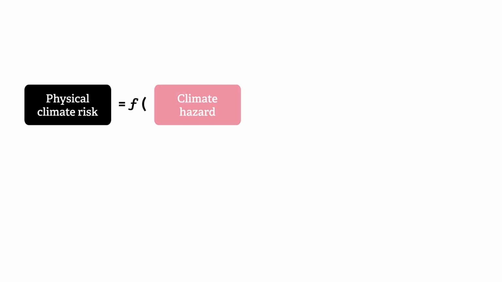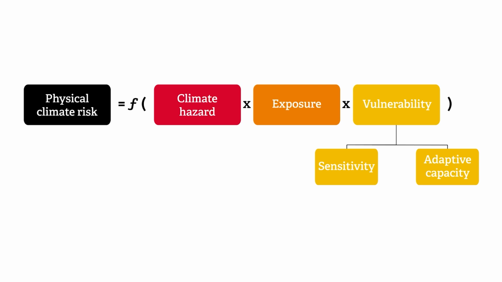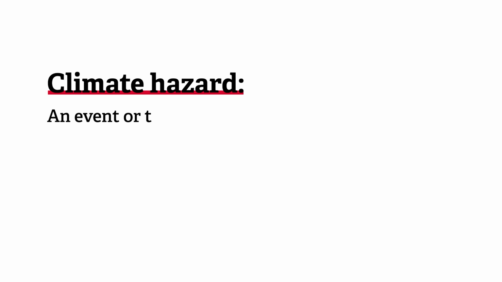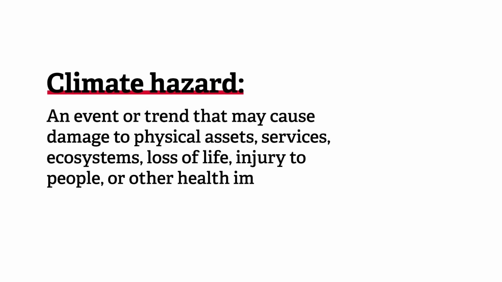The physical climate risk equation is a consistent framework for investors to assess physical climate risks. It consists of assessing three components: climate hazard, exposure, and vulnerability. A climate hazard is an event such as a flood or drought that may cause damage to physical assets, services, and ecosystems, or cause loss of life and injury to humans.